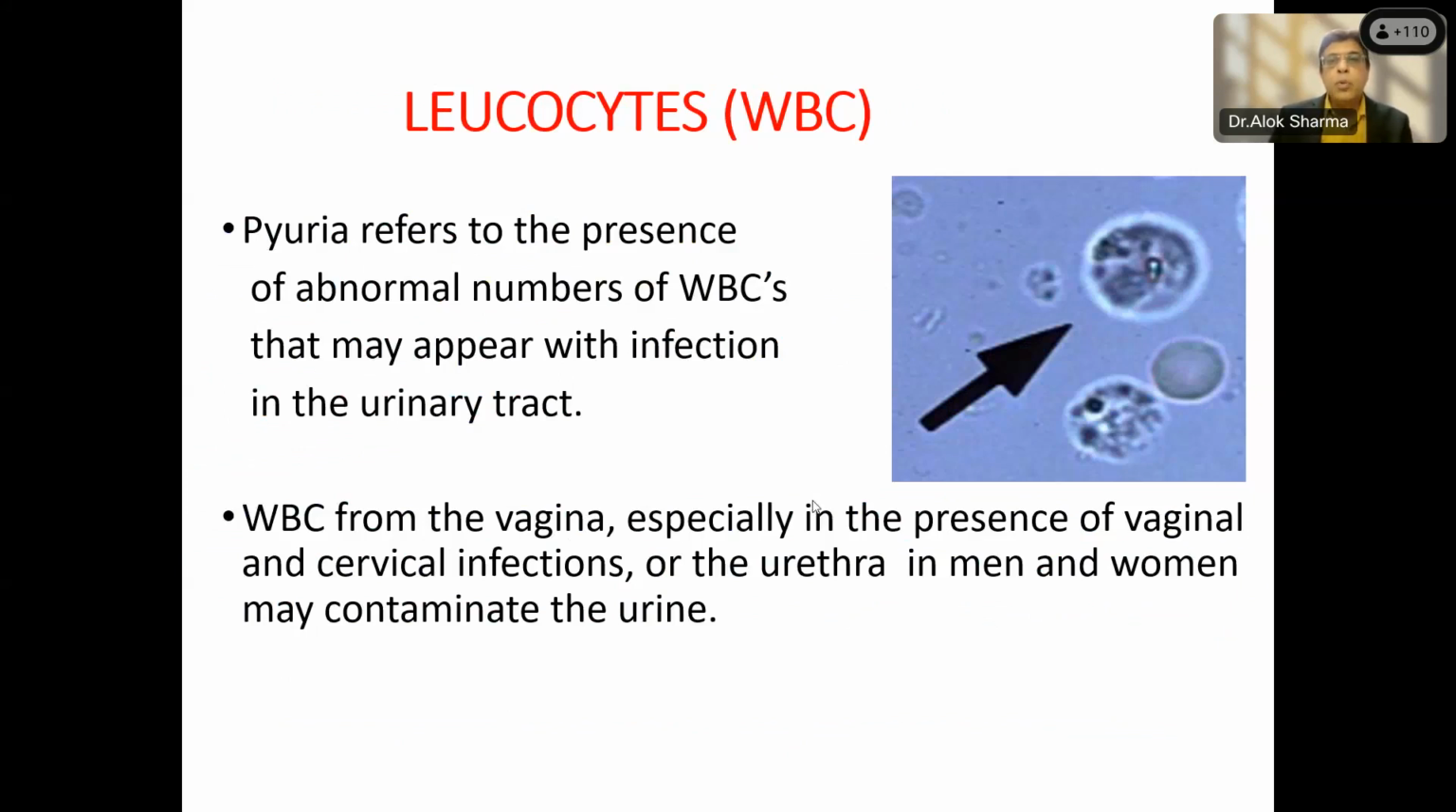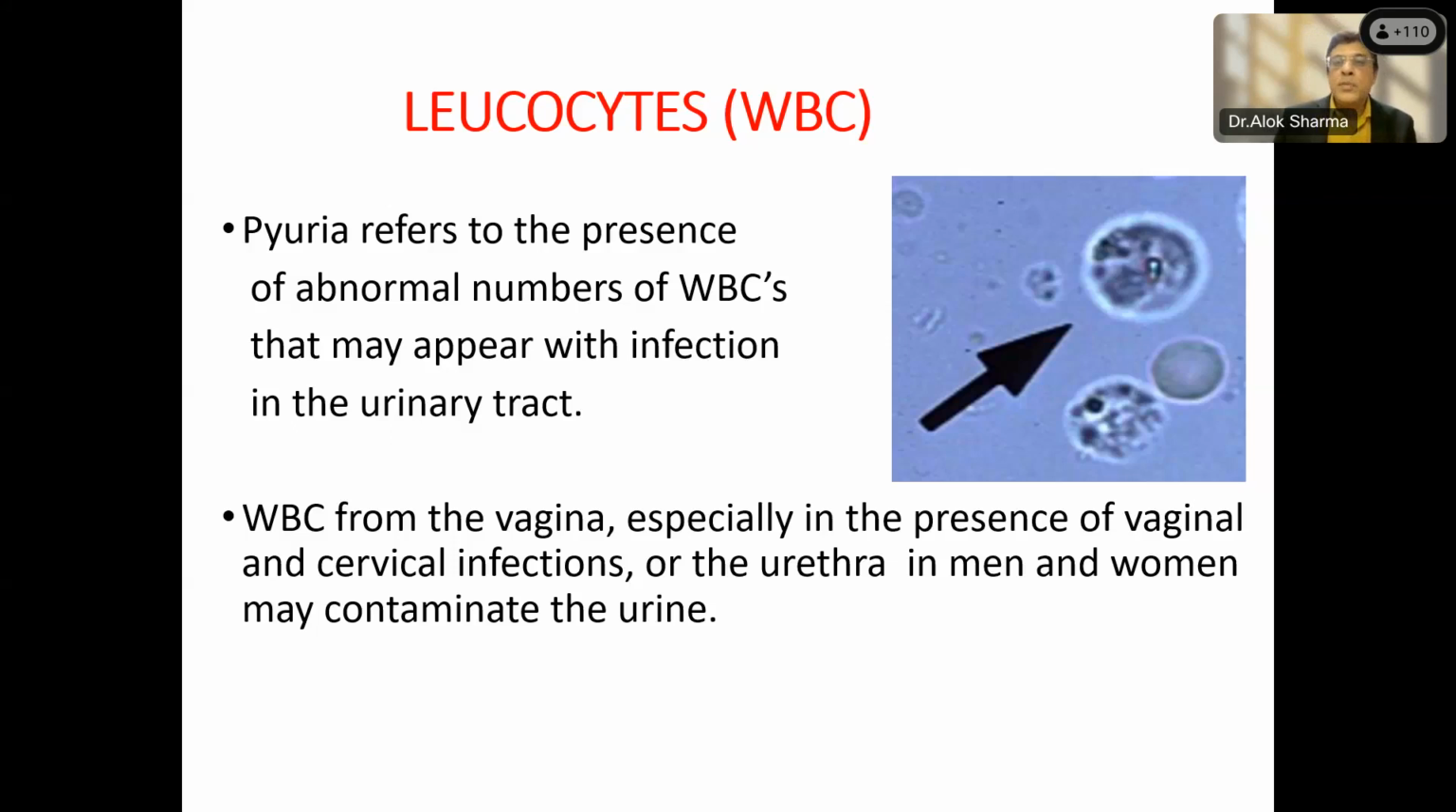So leukocytes are the next important cellular element, and you must have heard this term pyuria a lot, right? So pyuria refers to the presence of an abnormal number of WBCs. We've already talked about the threshold earlier. That may appear with infection in the urinary tract. And you should also remember that contamination should always be excluded and actively sought for.